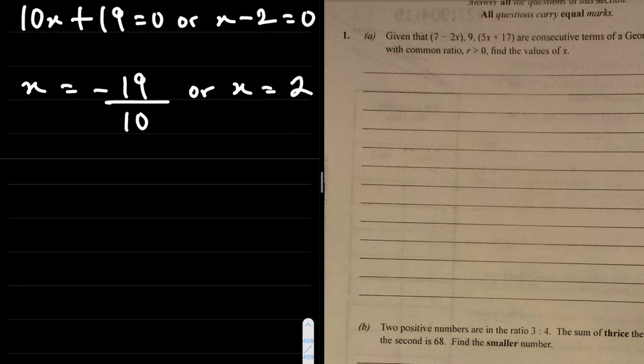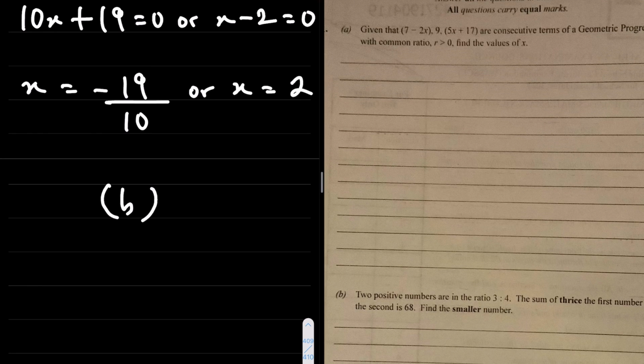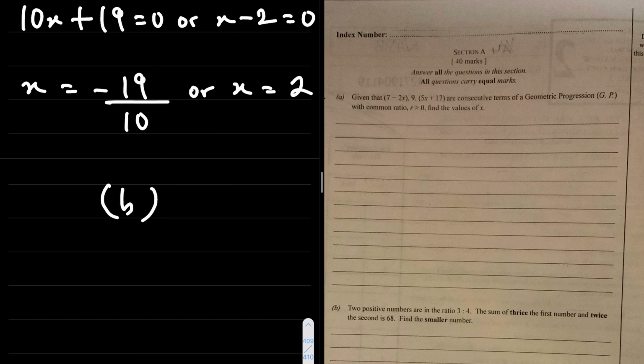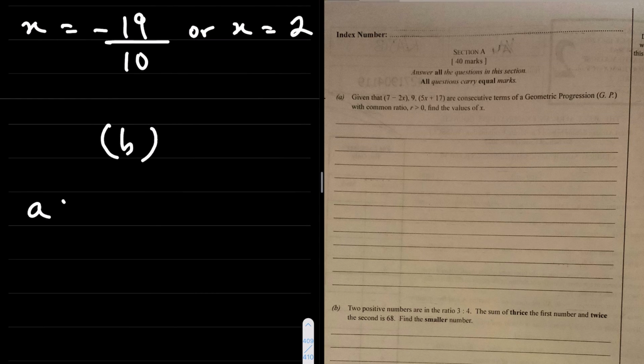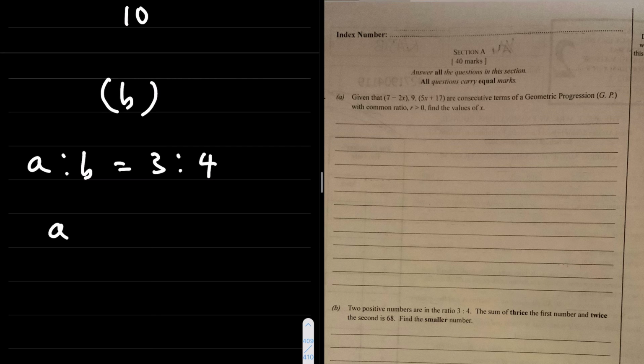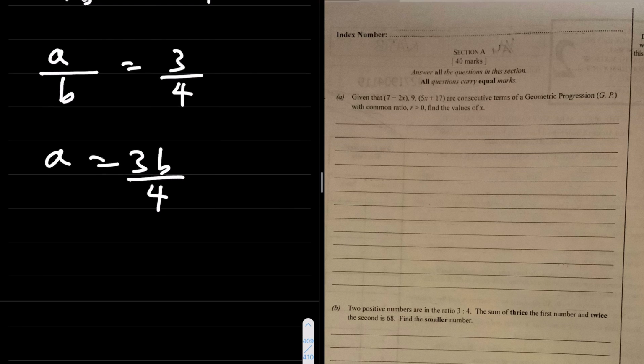Now to 1b. Two positive numbers are in the ratio 3:4. The sum of thrice the first number and twice the second is 68. Find the smaller number. Okay, let the numbers be a and b. Ratio a to b is equal to ratio 3:4. I can write ratio a to b as a over b, and that means a over b equals 3/4. Now from this, a will be equal to 3b over 4, if I make a the subject of this formula.